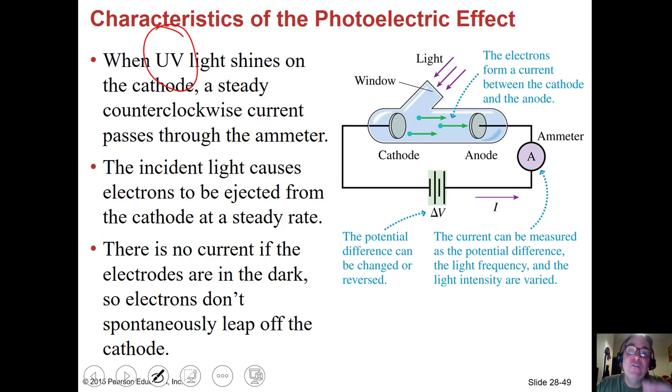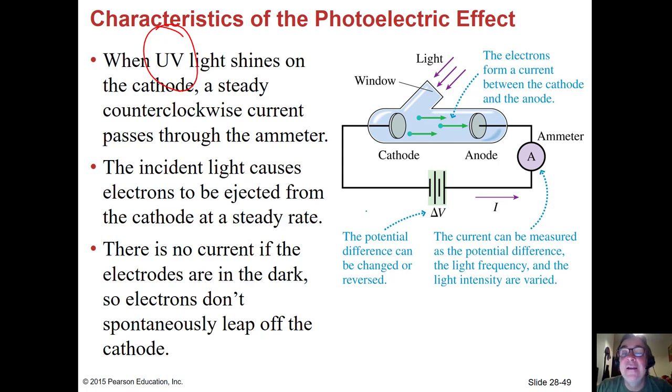The electron will grab a hold of that energy, and if it's enough, it'll be freed. If not, it's not. And then if there's any left over, that energy can turn into kinetic energy. And we'll talk about that in just a minute. So this incident light causes electrons to be ejected at a nice steady rate. There is no current if the electrodes are in the dark, so electrons don't spontaneously leap off. So you could turn the light off and nothing's happening.